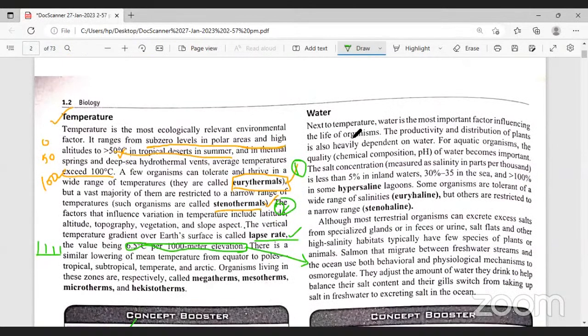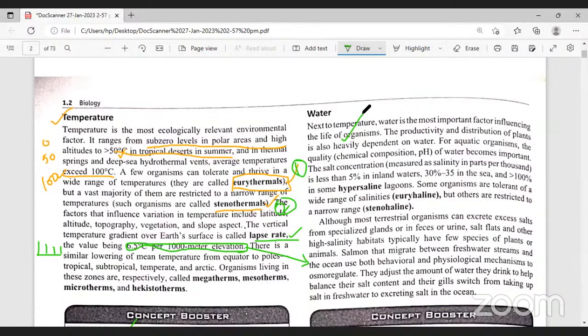Water. See that, water. Next to temperature, water is the most important factor influencing the life of organisms. You know that without water molecules, all living organisms will not survive. Take an example: any one of the microorganisms, any one of the animals. Some of the animals do not drink water.